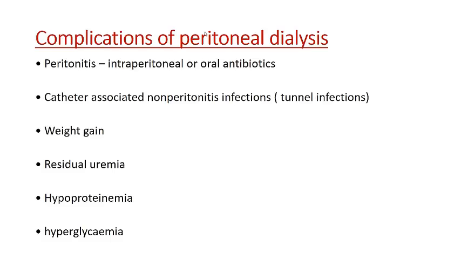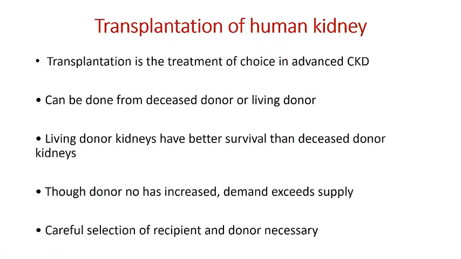Another is the transplantation, the transplantation of the human kidney. This is one of the treatments where if the kidney has totally failed and you can't do dialysis also, then the only option you have is transplantation. Transplantation is the treatment of choice in cases of advanced kidney failure. It can be done from a deceased donor or a living donor. Living donor kidneys have better survival than deceased donor ones. There is increased demand and excess supply.